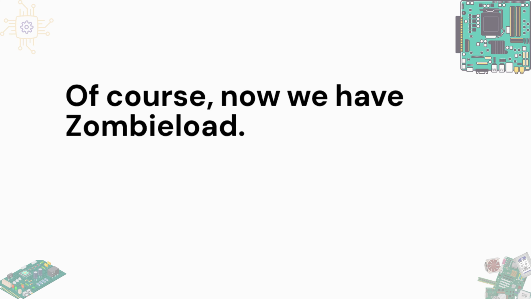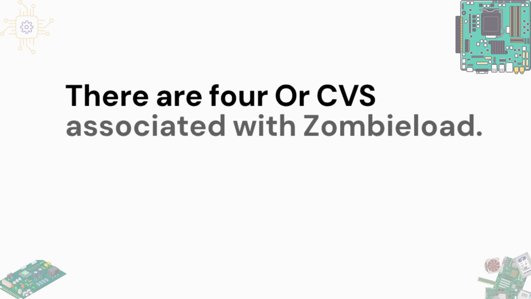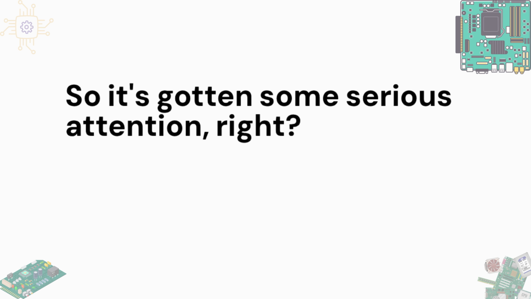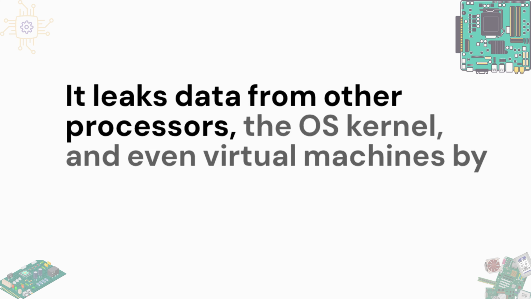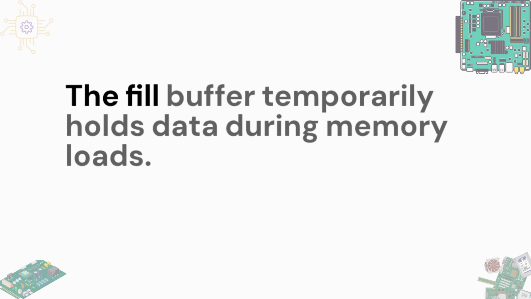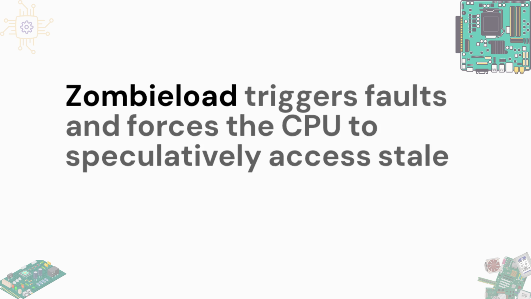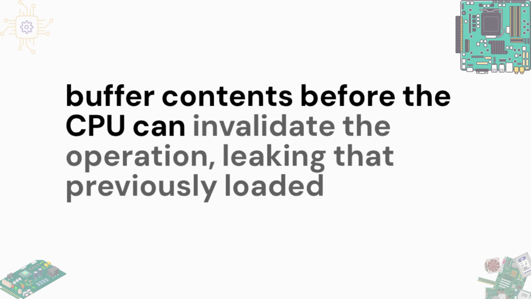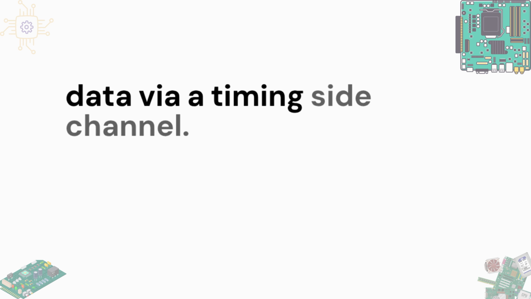Now we have ZombieLoad. There are 4 CVEs associated with ZombieLoad, so it's gotten some serious attention, right? It leaks data from other processes, the OS kernel, and even virtual machines by abusing fill buffer content in Intel CPUs. The fill buffer temporarily holds data during memory loads. ZombieLoad triggers faults and forces the CPU to speculatively access stale buffer contents before the CPU can invalidate the operation, leaking that previously loaded data via a timing side channel.